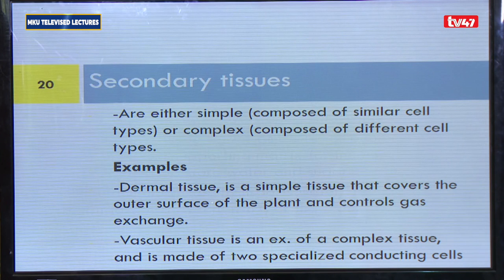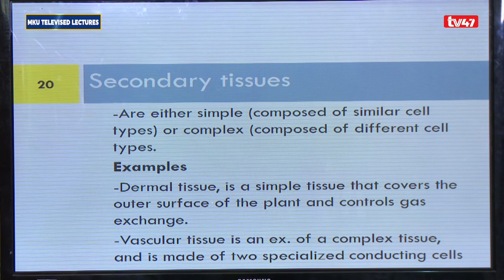Now, generally, when it comes to the permanent tissue, that is also referred to as the secondary tissue, the permanent tissue can either be simple or it can be complex. As we say, the permanent tissue, we said basically we have got three types. Either it is epidermal, dermal tissue, or it is ground tissue, or it is vascular tissue.